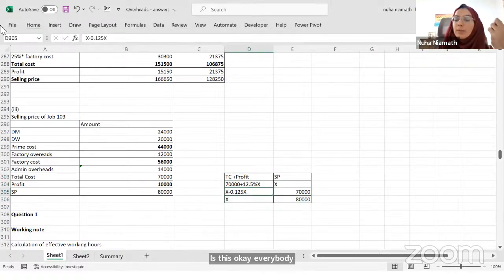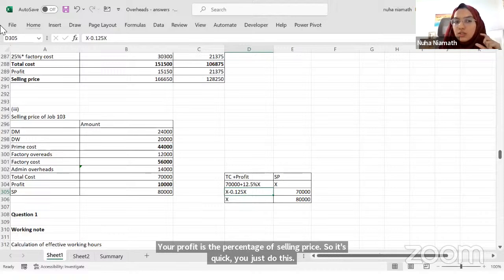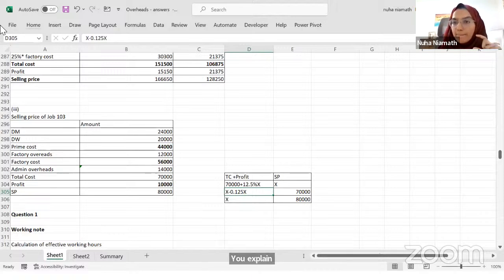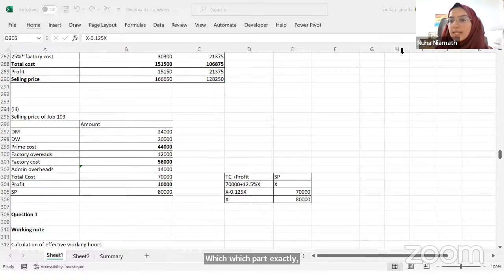In the previous one, profit was a percentage of cost. Here, profit is a percentage of selling price. So it's quick. You just do this. You want me to explain again? Which part, Anjali? The profit part? Which part exactly, Anjali? Do you want me to explain the selling price calculation?